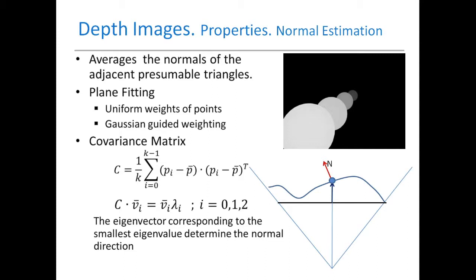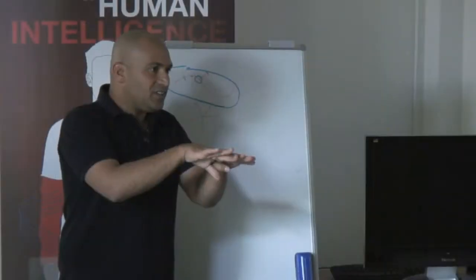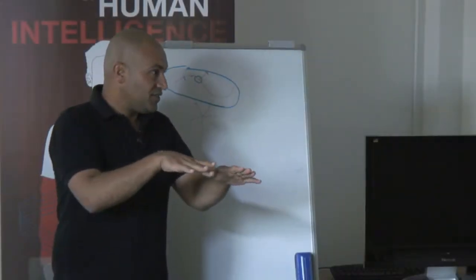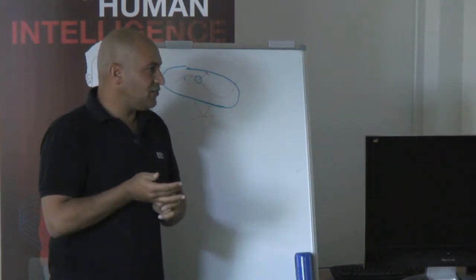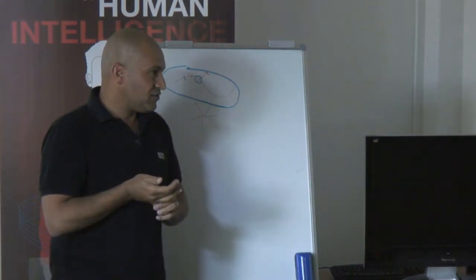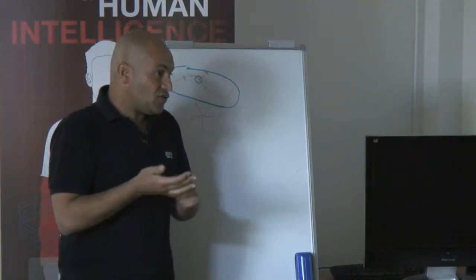This is one thing. Take the points around this, try to resemble generated triangles, which you think could be a triangle in this surface, and then estimate the normal based on this kind of assumption. So this is one approach.